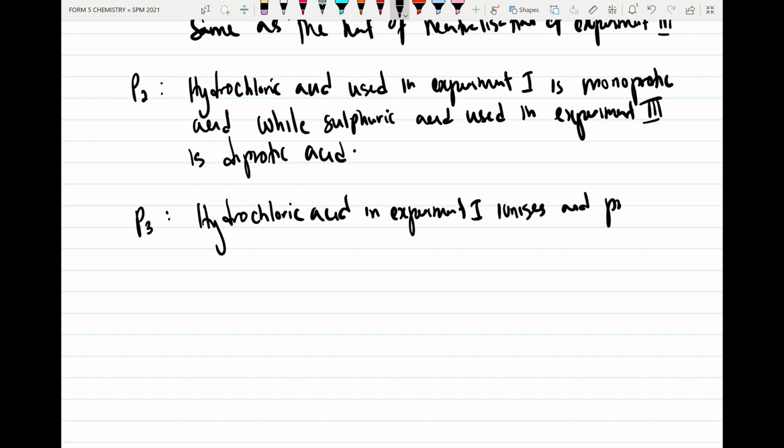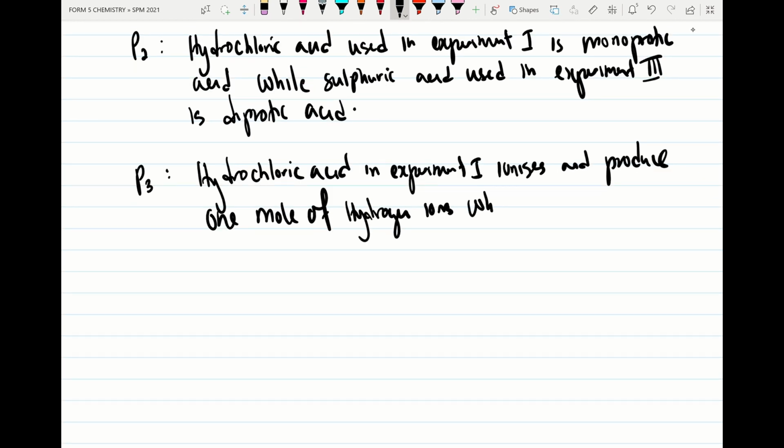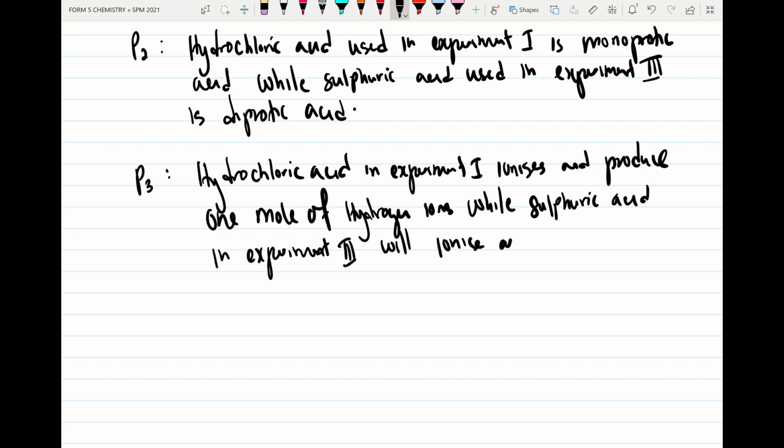It ionizes and produces 1 mole of hydrogen ions, while sulfuric acid in experiment 3 will ionize and produce 2 moles of hydrogen ions.